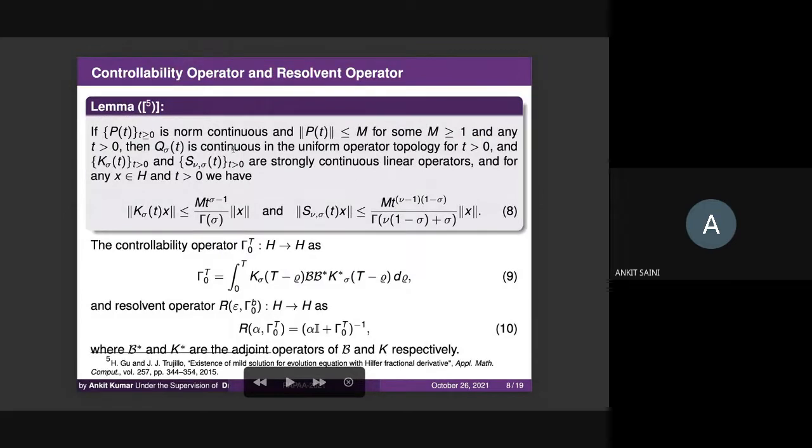Lemma. The operator family P alpha is non-continuous, and the associated families with the operator family P of t are Q sigma and K sigma and S nu sigma, and they are also bounded by some finite quantity given in equation 8. And then we define the controllability operator in equation 9 and resolvent operator in equation 10. B star and K star are the adjoint operators of the operator B and K respectively.